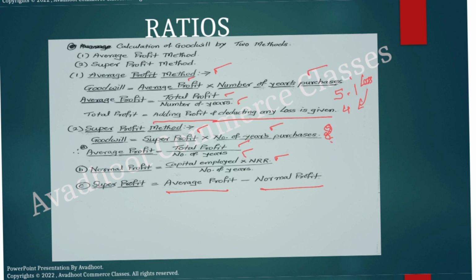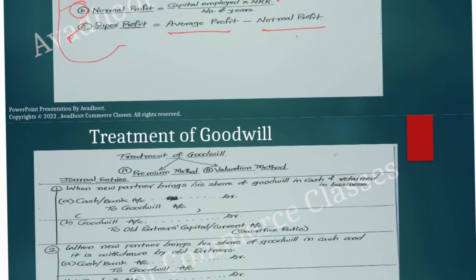After getting the figure of average profit and the figure of normal profit, you ascertain super profit, because super profit is equal to average profit minus normal profit. And whenever you get the super profit, you will be in a position to calculate goodwill, that is super profit multiplied by number of years purchase. This is the calculation of goodwill by different methods.